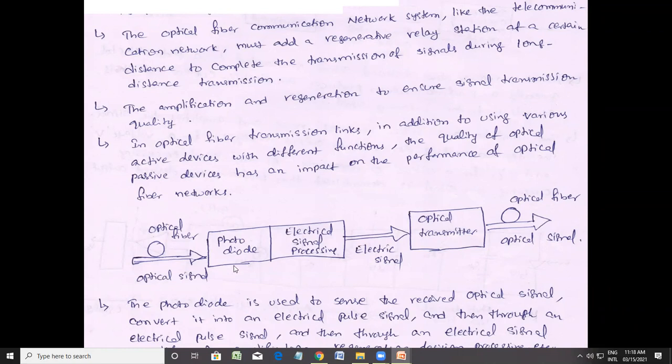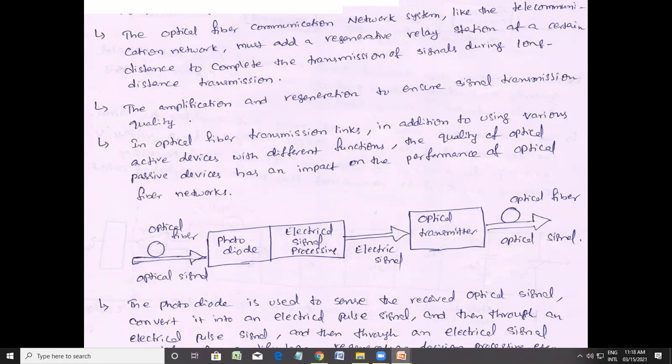This has three blocks: the photodiode, the electrical signal processing, and the optical transmitter. The photodiode converts from optical to electrical, the signal is amplified, again converted from electrical to optical signal, and then transmitted through the optical fibers.